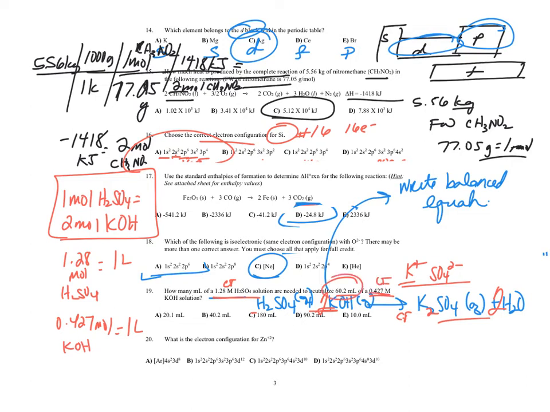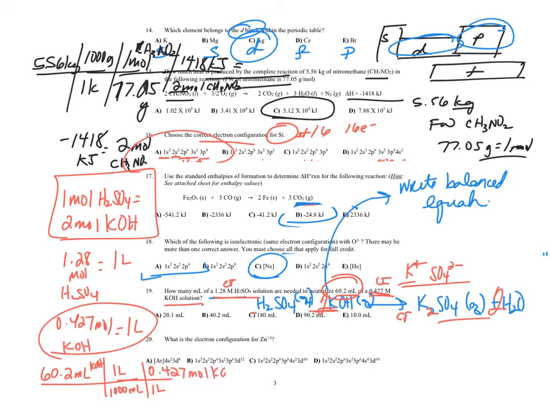So our only given, meaning a number with a unit, is 60.2 milliliters, and it is of the KOH solution. So we can go to 1,000 milliliters of KOH for 1 liter, and then into this conversion factor: 1 liter of KOH equals 0.427 moles of KOH. That's not what we want, is it? It wants how many milliliters of sulfuric acid. So how do we go in dimensional analysis from KOH to sulfuric acid?